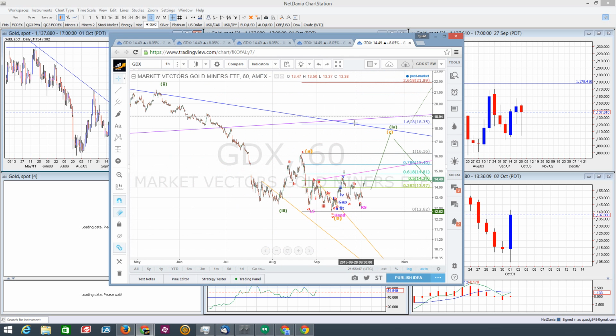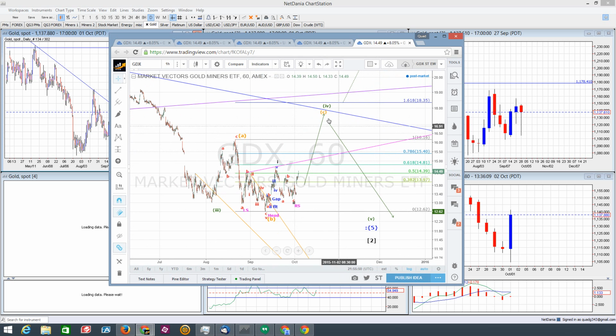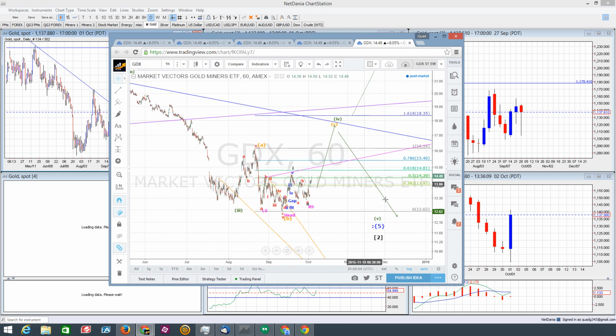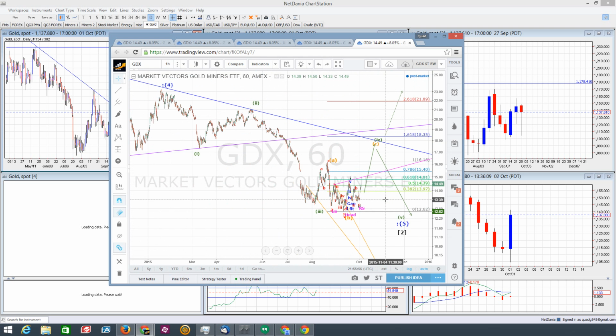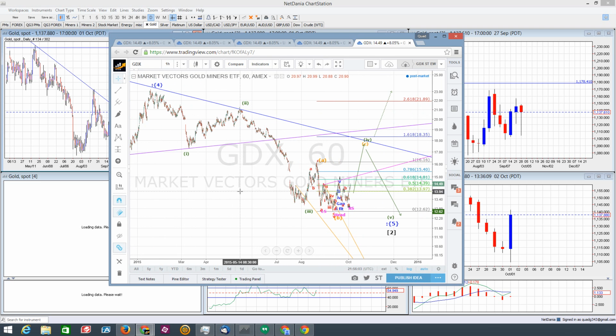But then from there, there is a chance that we could see a rejection and another push down. Again, much like silver, this blue trend line here, which is being uncooperative.